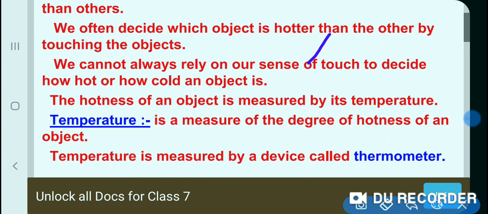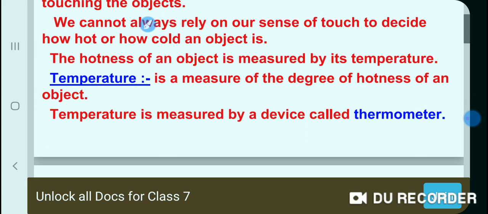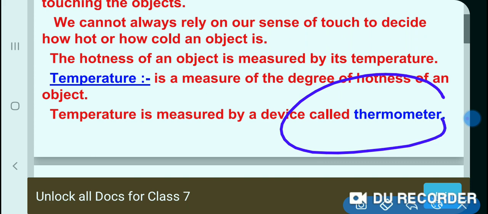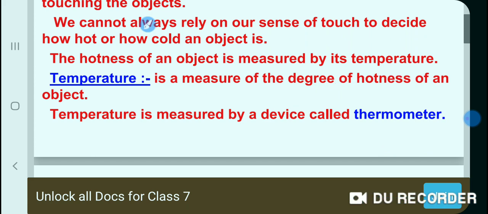Temperature is a measure of the degree of hotness of an object. That means how much this object is hot or how much it is cold. Temperature is measured by a device called a thermometer. You know that you measure your body temperature with the help of a thermometer.